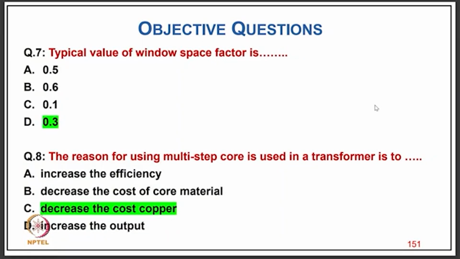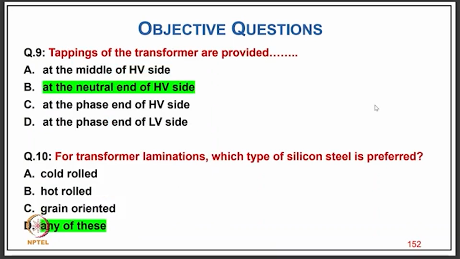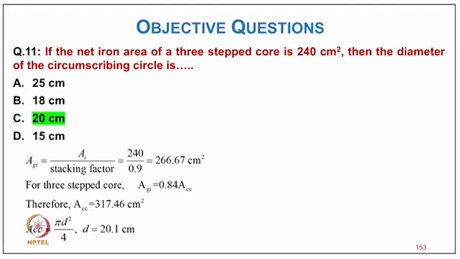Typical window space factor is 0.3. The reason for multi-step core used is to decrease the cost of copper. The tappings of the transformer are provided at the neutral of the high voltage side, and for transformer lamination, which type of silicon steel is used, typically cold rolled grain oriented, meaning all the types. And if the net iron area for 3 steps is 240 millimeter square, the diameter of the circumscribing circle, by solving this relation as you can see in the numerical, comes to 20 centimeter.